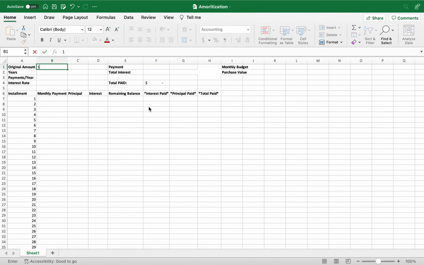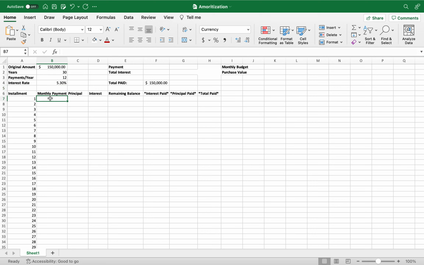Okay, so first of all, we're going to go ahead and put the original loan amount at $150,000. We're going to assume a 30-year loan, 12 payments a year, and we're just going to throw in an interest rate of 5.3%. Now I know that may be high or low depending on when you're watching this video, but we're going to start out with that.